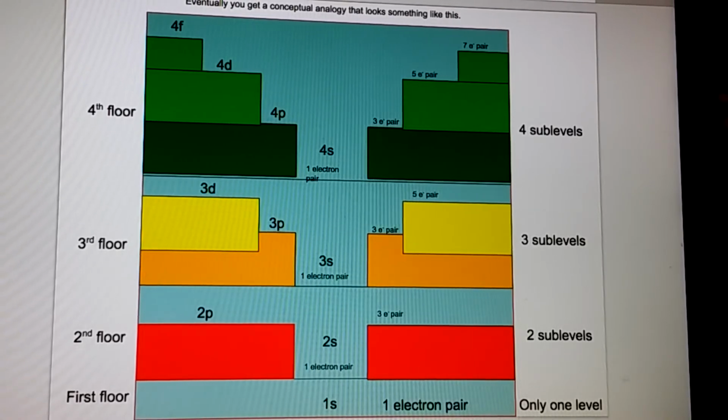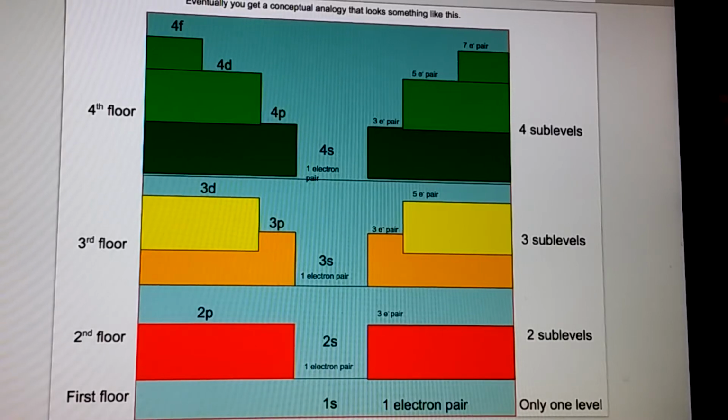The third floor adds another sublevel, 3d, which can hold up to 5 electron pairs. As we add sublevels, you end up with 2 more pairs that can be fit in each additional sublevel. That goes 1 pair, 3 pairs, 5 pairs, and 7 pairs, and on up. It gets quite large, so we're just going to stop at the fourth period. The 4 represents the fourth period here.